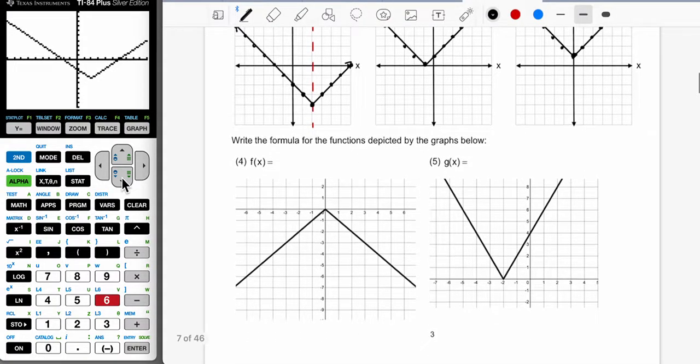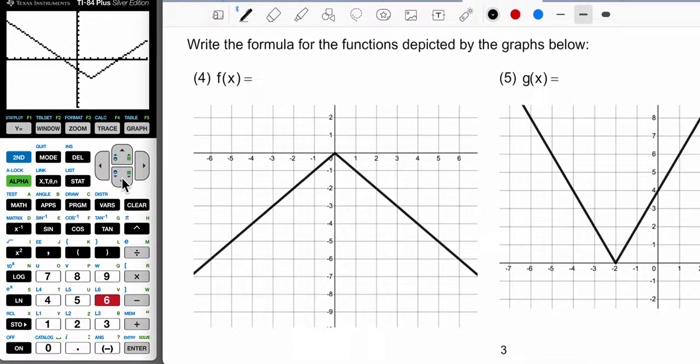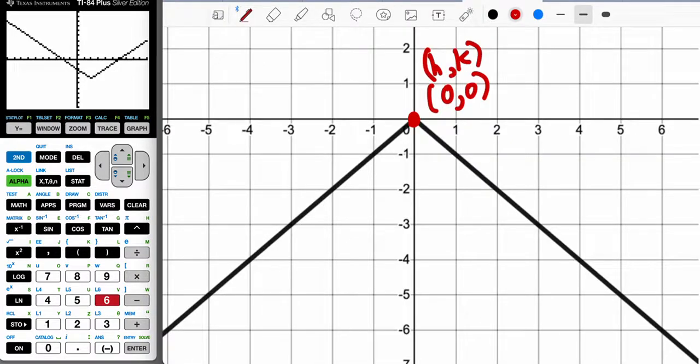But I wanted to show you how you write the equation of an absolute value function from its graph, and then I wanted to talk to you about piecewise functions. So starting with number 4, you got to identify 2 pieces of important information to create the equation. 1, the vertex. 2, the slope. Specifically the slope to the right of the vertex. The vertex we now know, we just need the slope, specifically the slope to the right of the vertex.